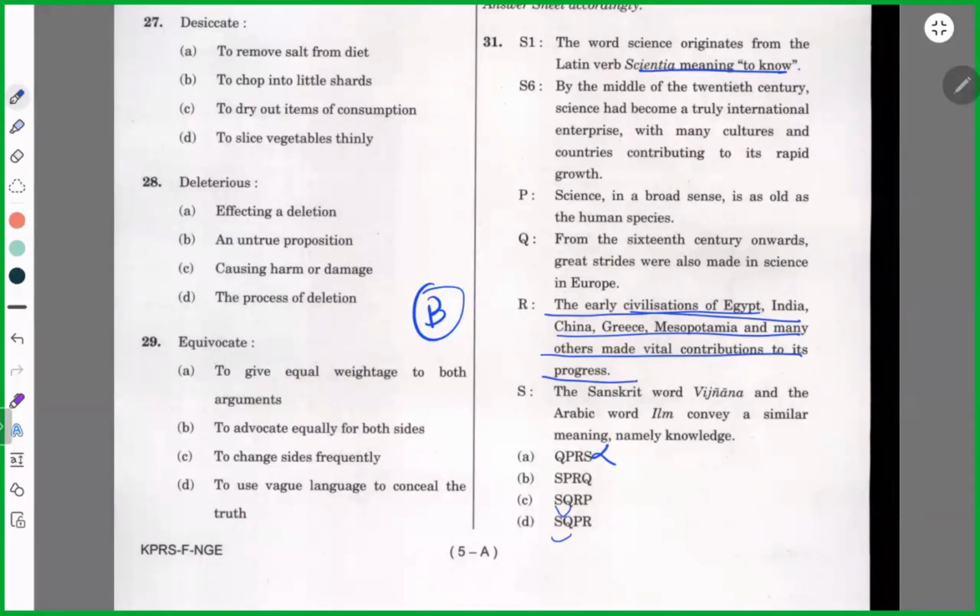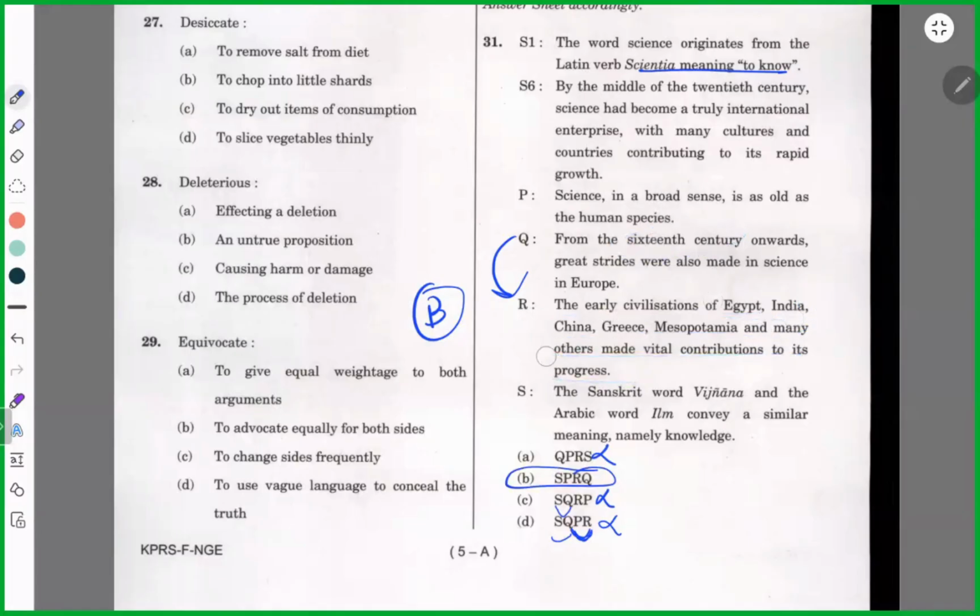Hey, wait a second. You are talking about the 16th century and moving backward. We never move backward in time. Again, the sequence of time matters. So R will not come after Q. Eliminated. R will not come after Q, eliminated. B will be the correct answer.